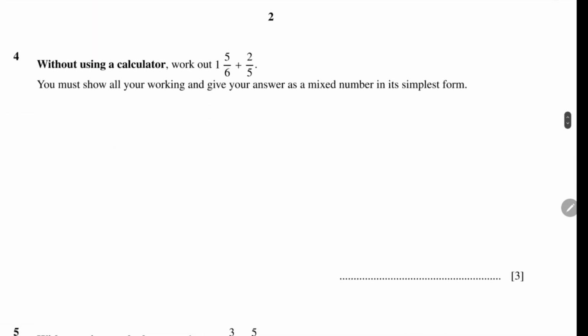Moving on to the next question. Now, this time around, we have an addition question. So we do the same thing. Remember, whenever you see a mixed number and you've been asked to solve the fraction question, the first right step will be for you to change the mixed number to an improper fraction. So we're going to say 1 times 6 is 6, plus 5. That gives us 11. So that will be 11 over 6 plus 2 over 5.